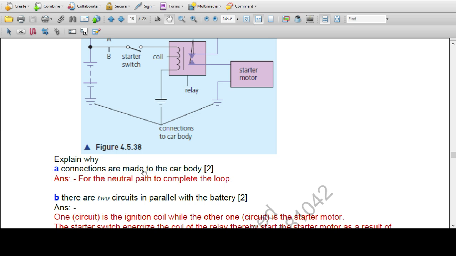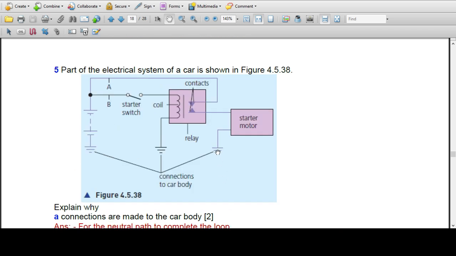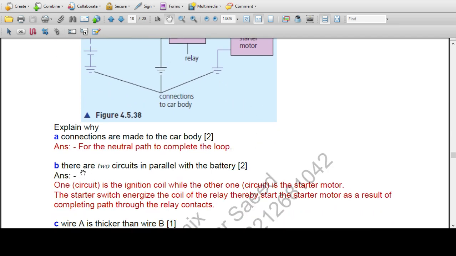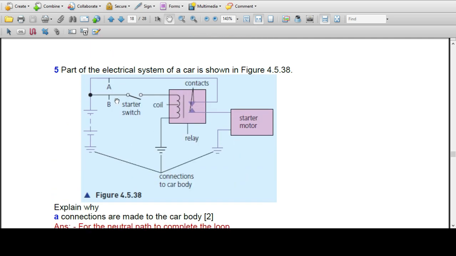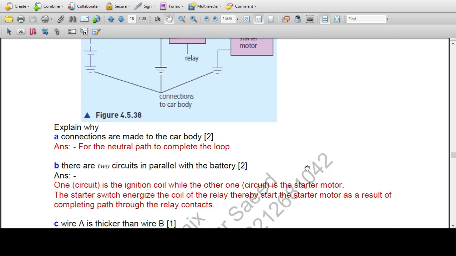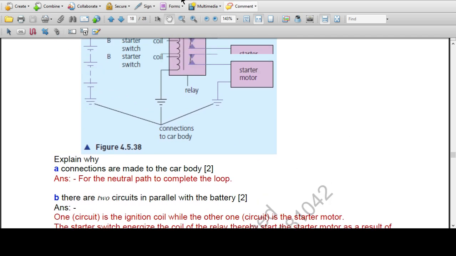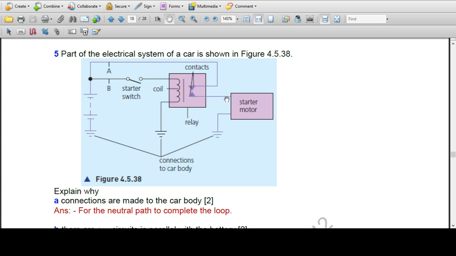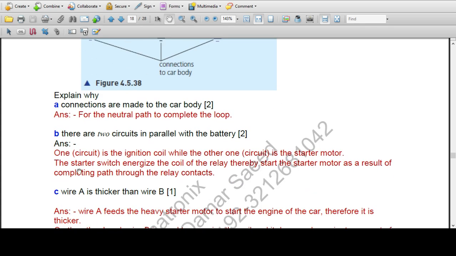Explain why connections are made to the car body for the neutral path to complete the loop. So this is a neutral path which is connected to the body. There are two circuits in parallel with the battery. One circuit is the ignition coil. This is the ignition coil, while the other one is the starter motor. This is the starter motor. Through the contact, the starter switch energizes the coil of the relay, thereby starting the starter motor. As a result, the path is completed through the relay contacts.